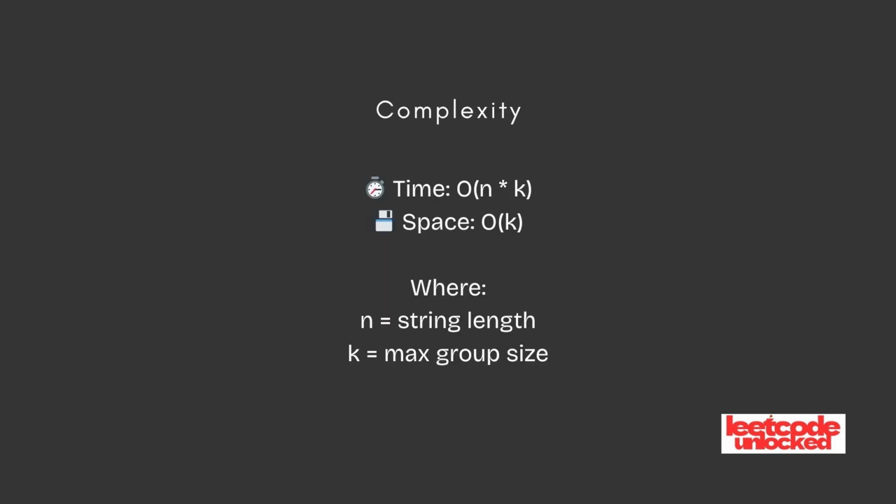Time complexity is O(n times k) and space is O(k) using a dynamic programming array. That's how we solve Find the Original Typed String II.